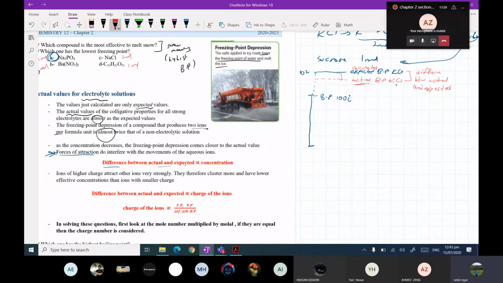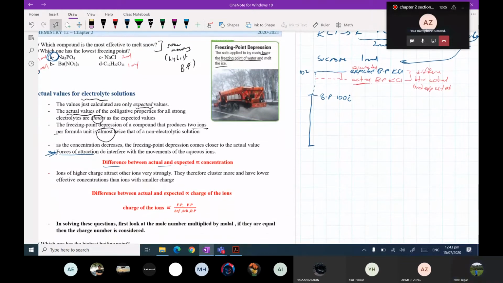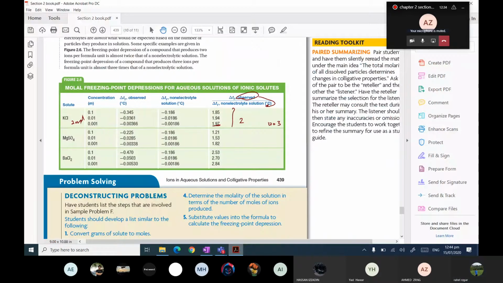Why does this occur? Because the K and the Cl ions have attraction between them. Due to that attraction, this difference occurs. And the higher the concentration, the bigger the difference will be between these two. For example, if you increase concentration, this will go up and the difference between them will also increase, like this. Concentration is increasing.